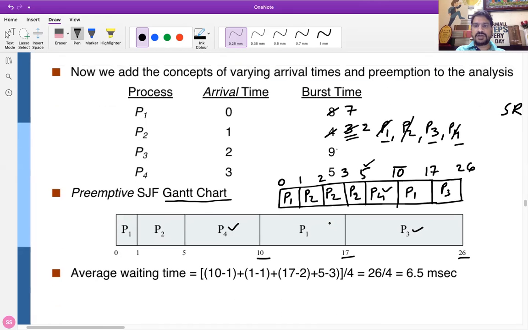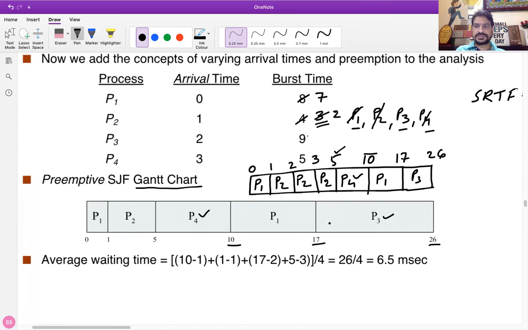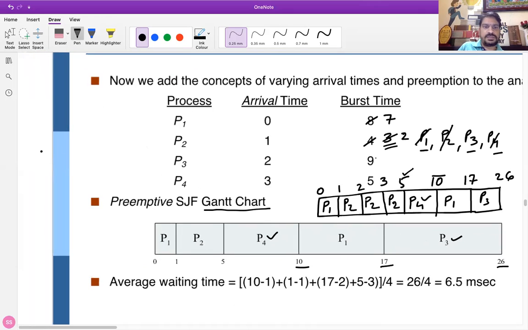Now, if we calculate the times, what are the times that we have to calculate? First, we'll see the completion time. Then we'll see the turnaround time. And at last, we'll see the waiting time.